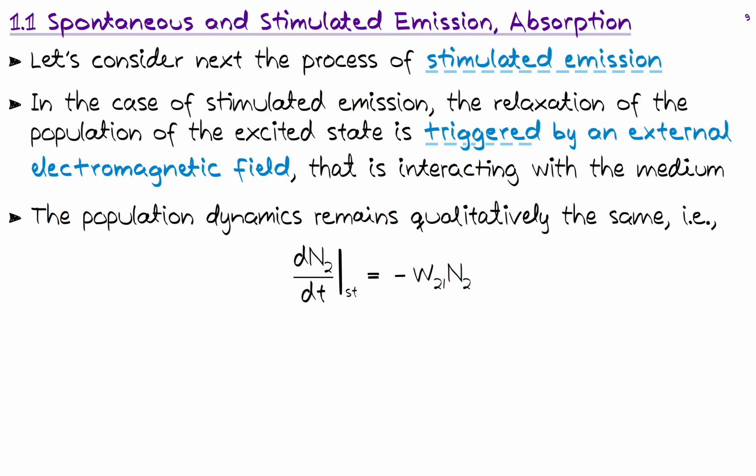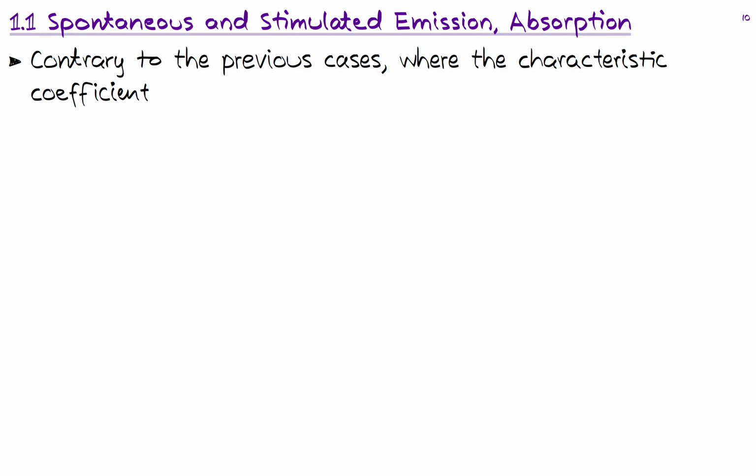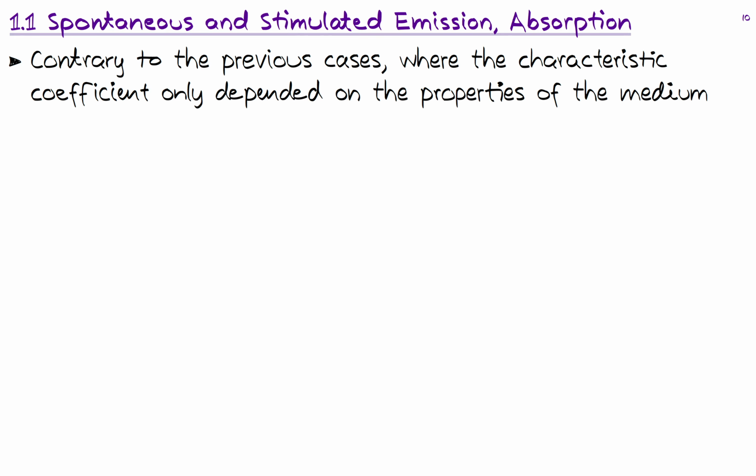So that equals minus W21 times N2, where W21 is the rate of stimulated emission. This looks pretty much the same kind of differential equation as before, but now the devil is in the details. So what is actually underneath this W21 parameter? Unlike in the previous case, where the characteristic coefficient only depended on the properties of the medium, this time, like I already warned you, W21 depends both on the medium.